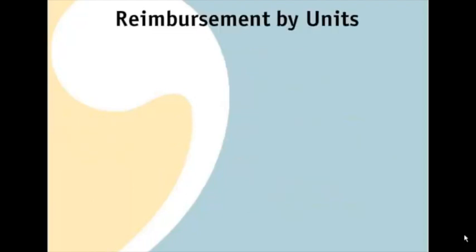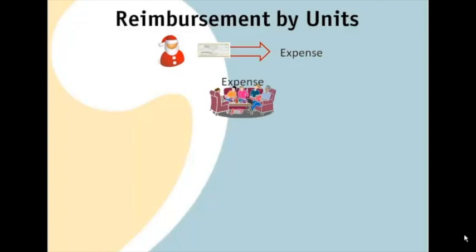You can also reimburse a member with units of ownership in your club. Conceptually, it works like this. First, the member pays the expense. Then you record the expense. It's allocated to everyone, so it's as if each member has chipped in to pay it.